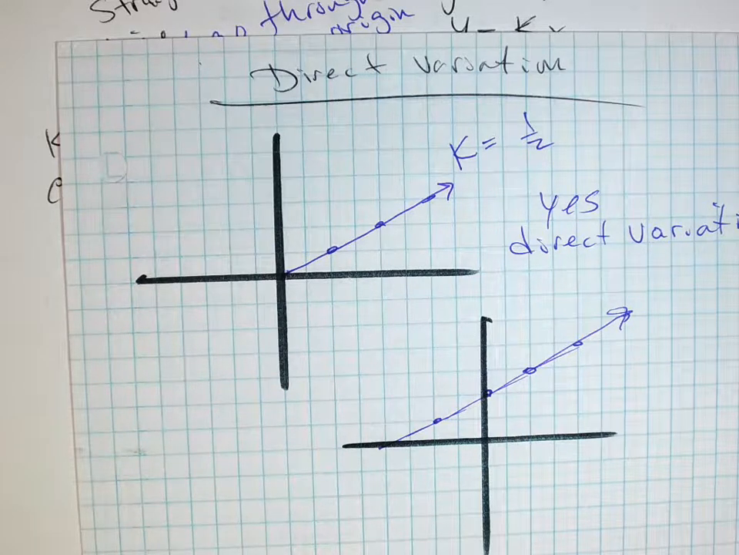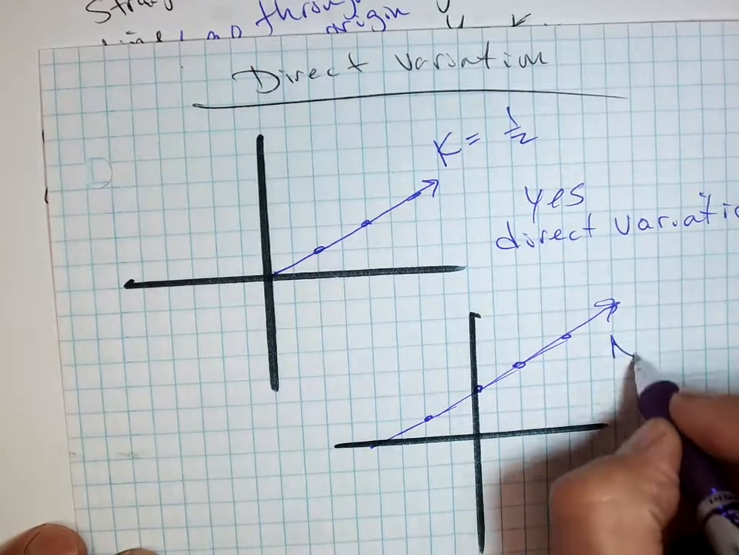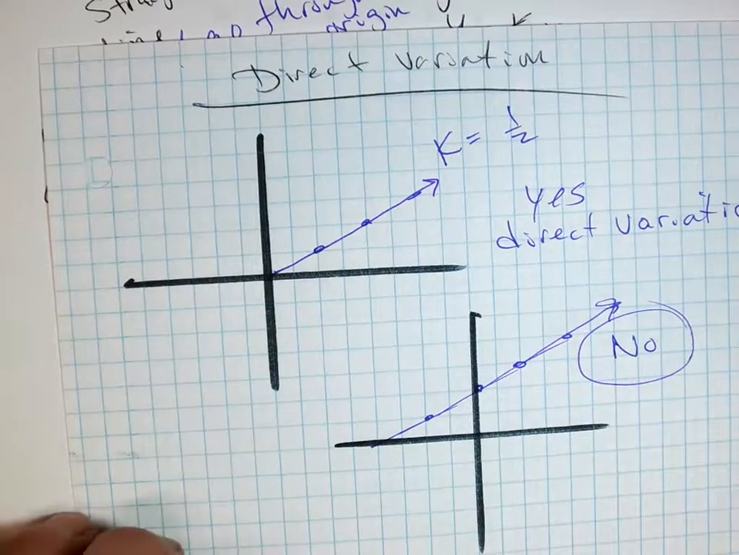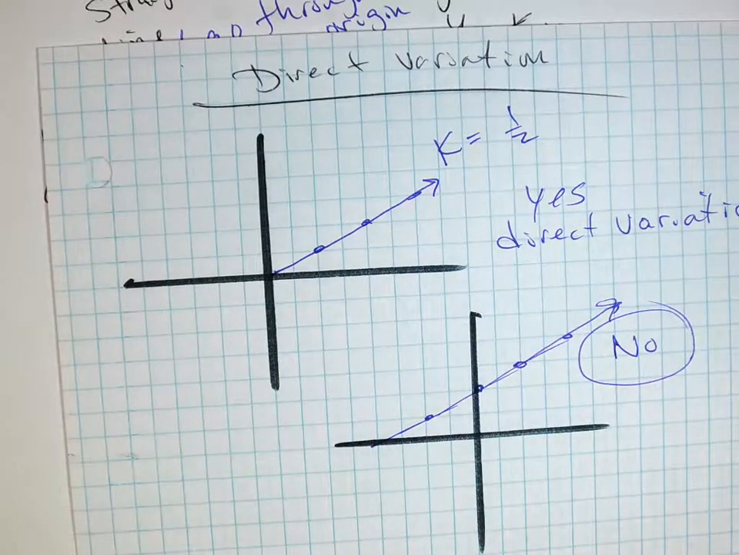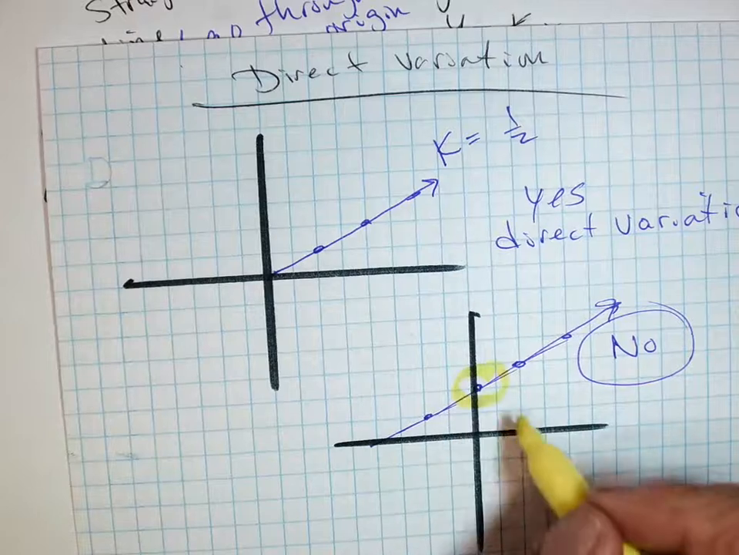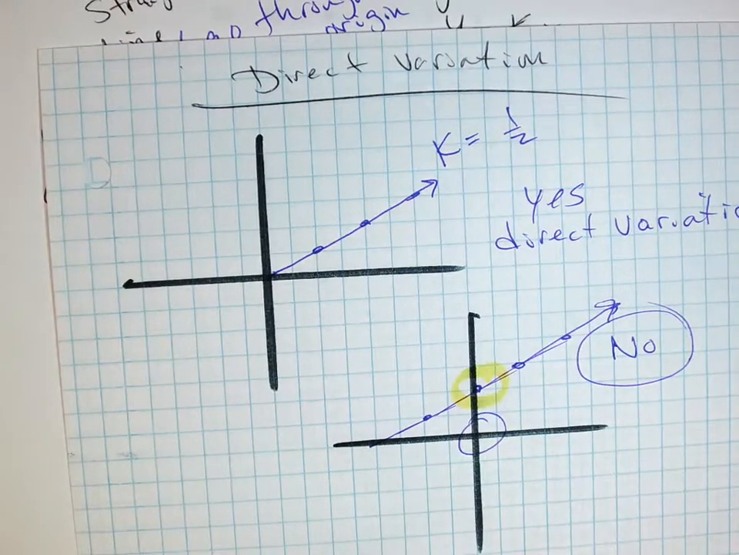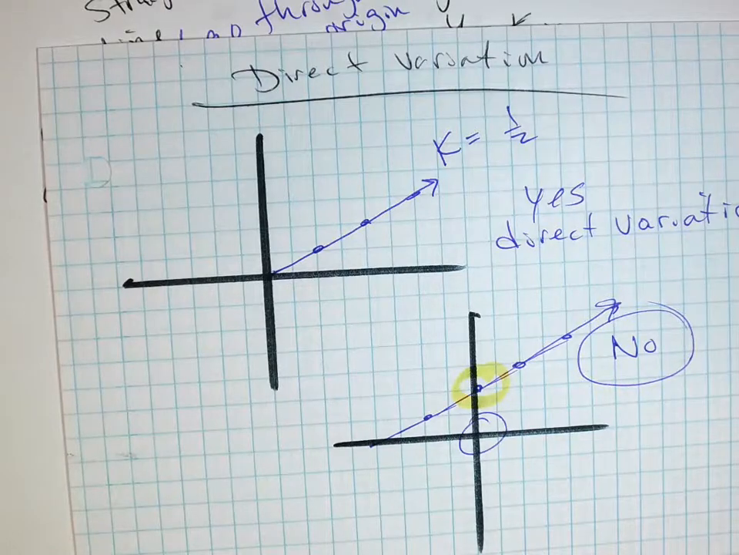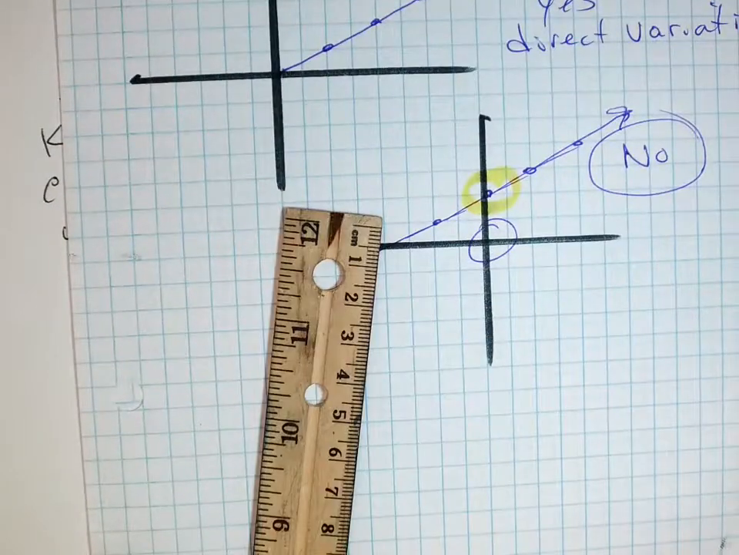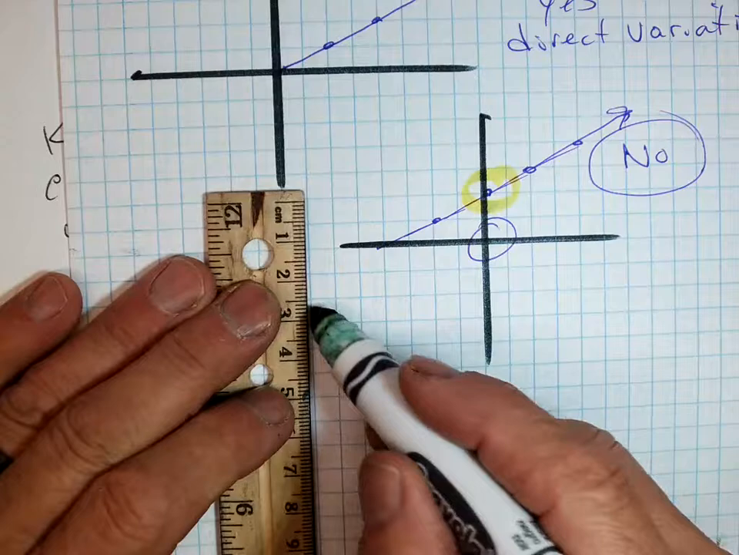1/2, but it does not go through the origin because you've got to start at 0. To be directly related, you have to start at 0. So you start at 0, right? And then you go up. So this one's no, and the reason this is a no is because it doesn't go through the origin, right? It's supposed to go through right here instead. So no. And of course, let me give you one last one, which I'm pretty sure everybody will see.